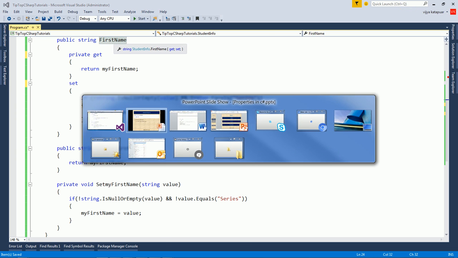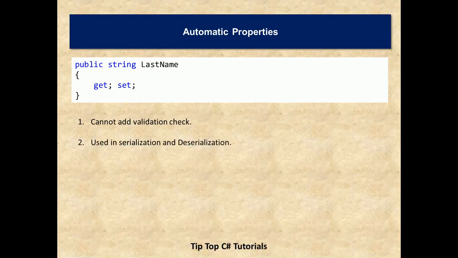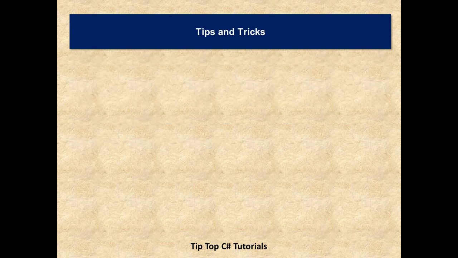Let's move back to PPT. Let's try moving on. Let's try to understand some tips and tricks. Get and set are optional, but you need one of them for the property. Get and set both are optional, but you need to have either set or get. You cannot have a property without both get and set.